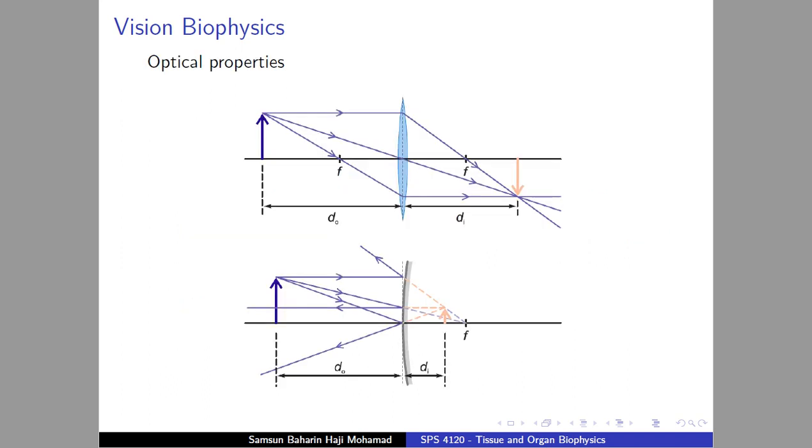So these are optical properties, from our physics of waves and optics. These are the optics. These are the ray tracing. So we can get this object and these are the images.